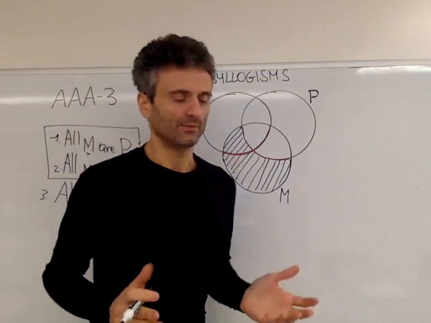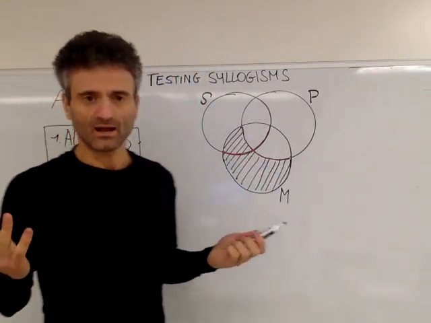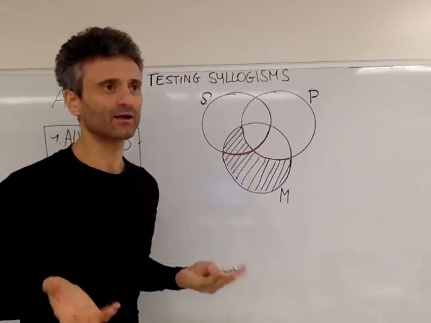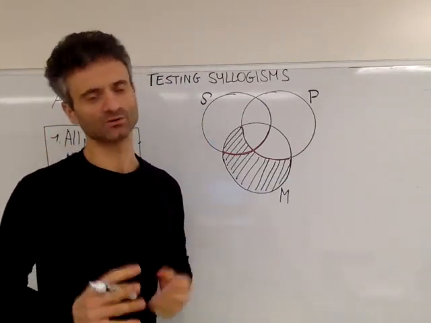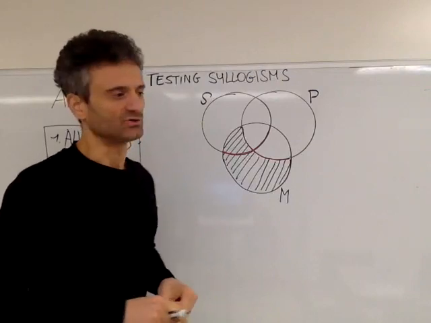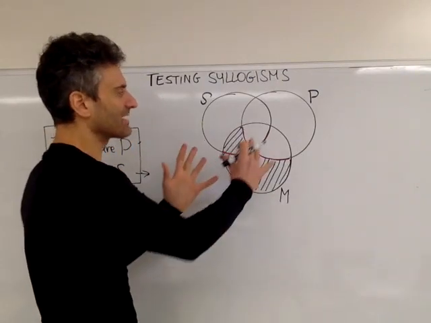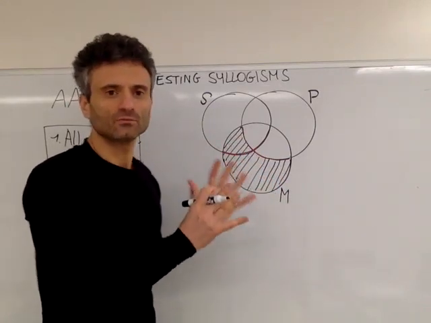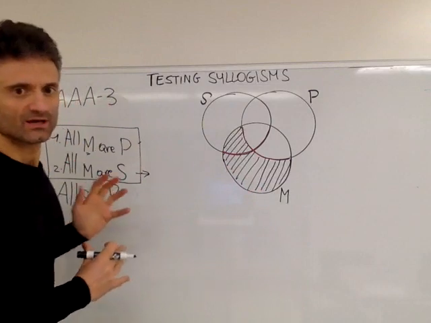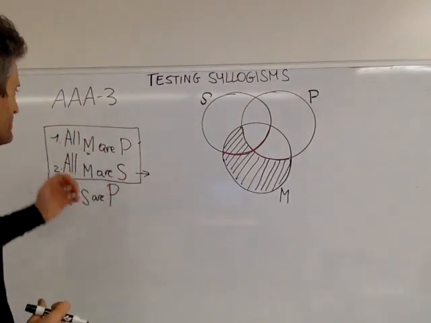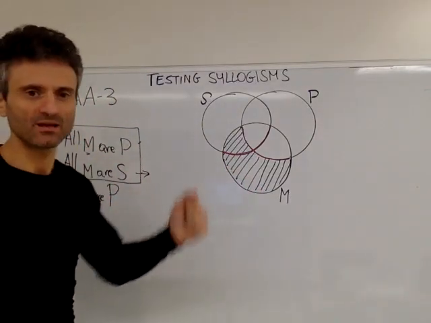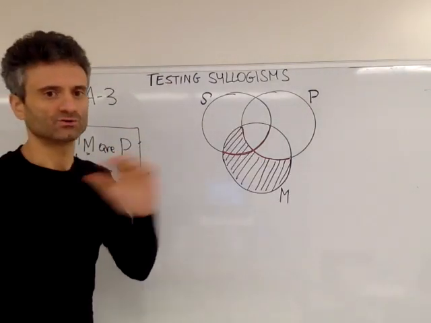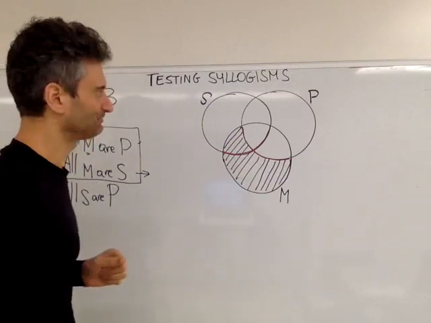By the way, let me just say this. What do you have to do? You have to diagram exactly what the premises are asking you. Don't make up, don't try to adjust to make it convenient to yourself. You have to obey the orders dictated by the premises. If the premise says all M are P, that's just what you have to diagram. Don't try to diagram anything else.